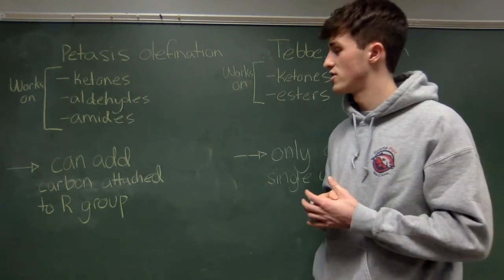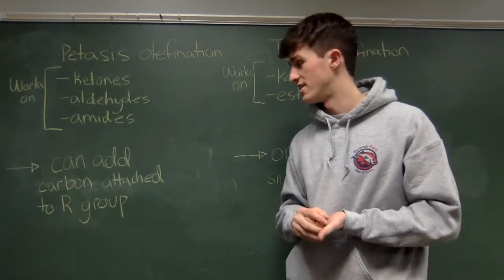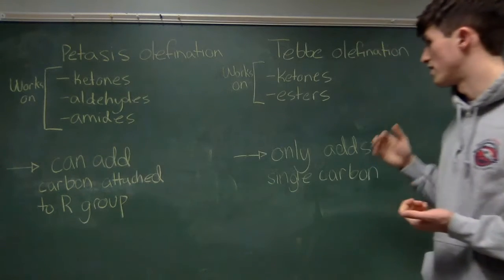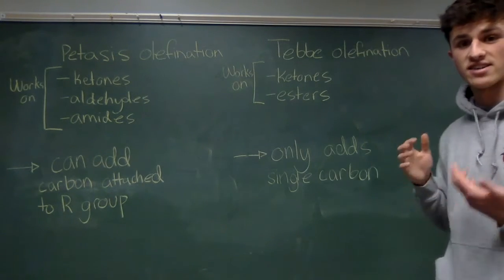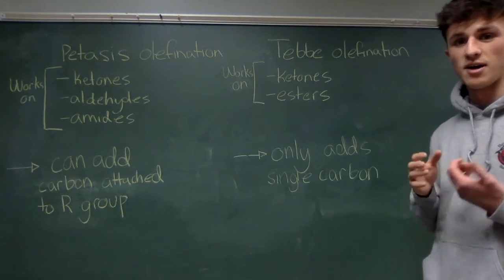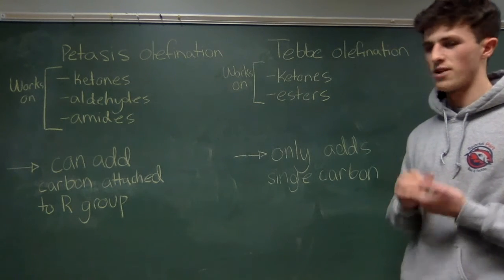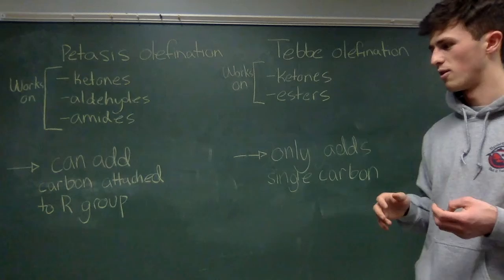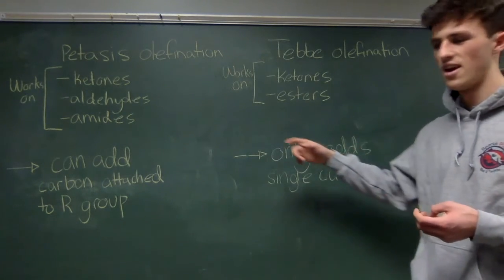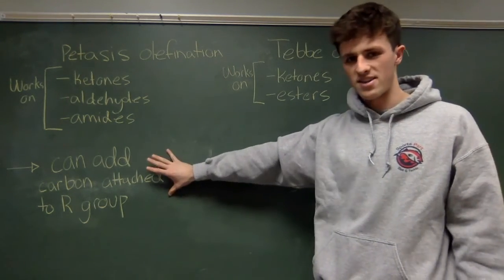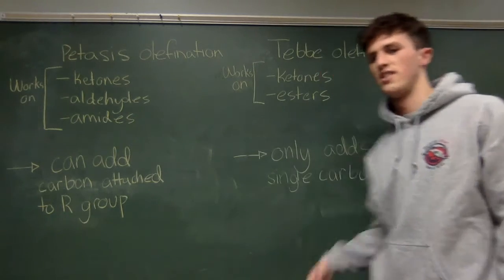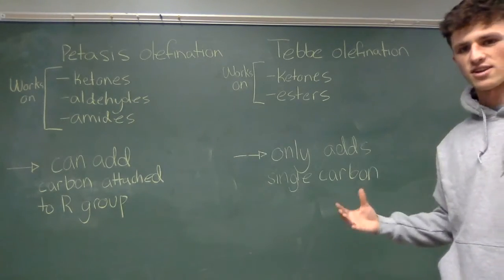The Tebbe reagent tends to work well with ketones and esters. The Petasis reagent can add a carbon attached to an R group, while the Tebbe reagent can only add a single carbon. With the first example I showed you guys, the carbonyl compounds were methylenated, but with the Petasis, we saw our R group attached, and then with the Tebbe, we only saw a single carbon.